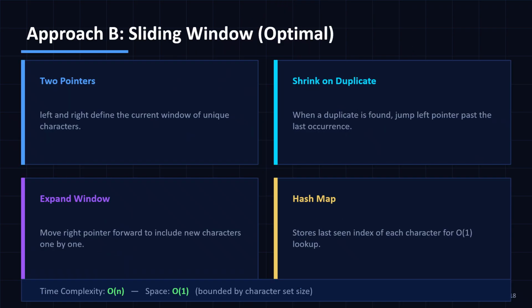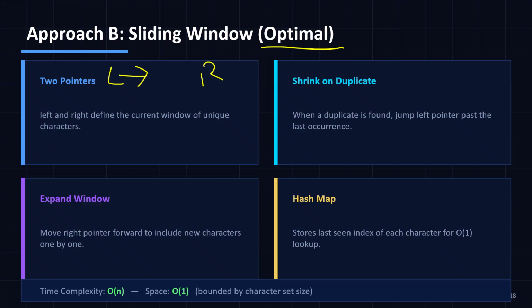Now we must understand what the sliding window, meaning our optimal solution, actually means. We are going to use two pointers, left and right. The left pointer will shrink upon repetition, and the right pointer will move forward if no repetition is there. There should be no repetition in what already exists in our window.